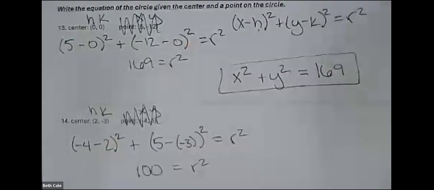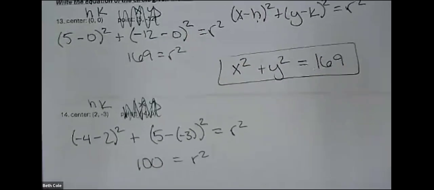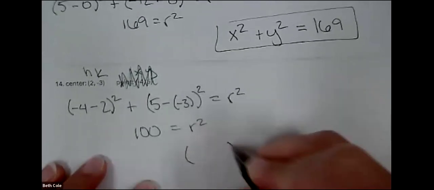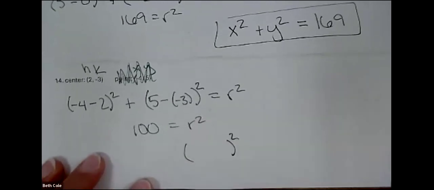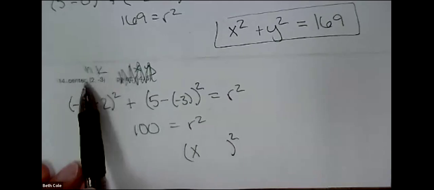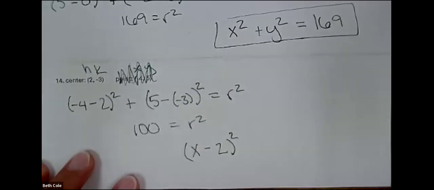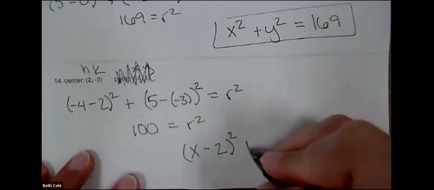Scribble out xy. You don't need that anymore. You don't want to be tempted to use those numbers. You're done with those. And we're just going to plug it all in, write our equation. So it will be x. And then what's our h value? What's our x number for the center? It's 2. So remember, it's opposite. It'll be x minus 2.